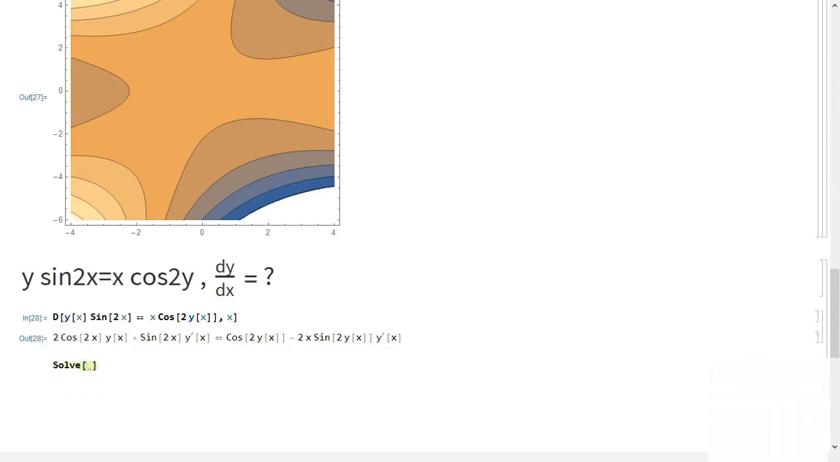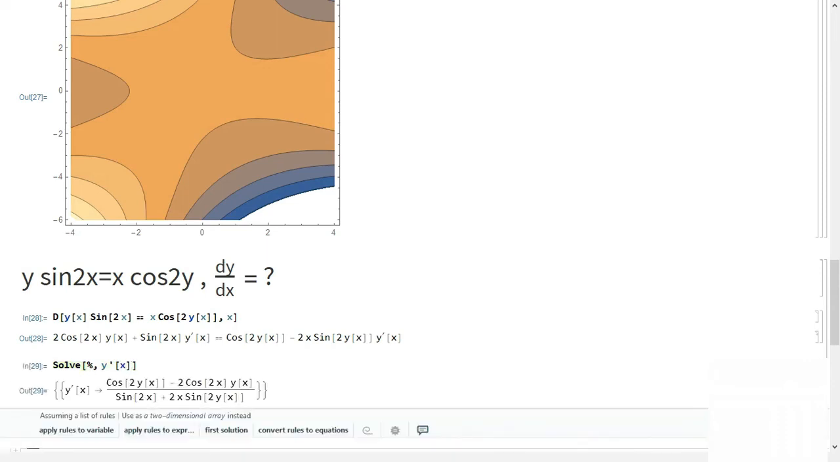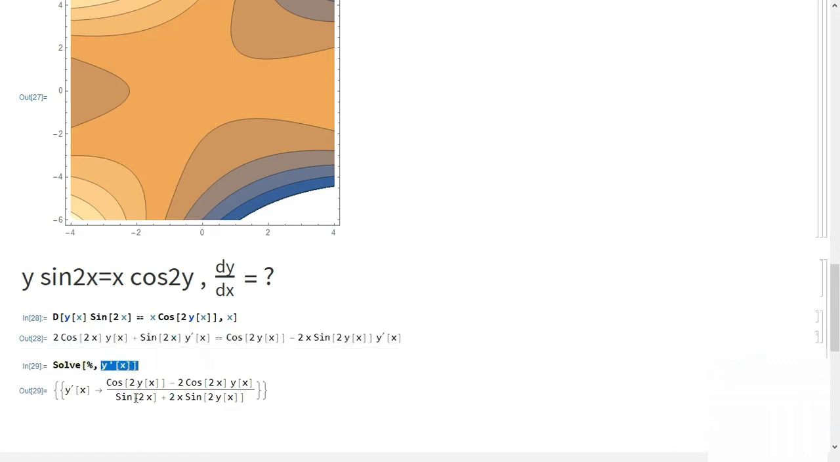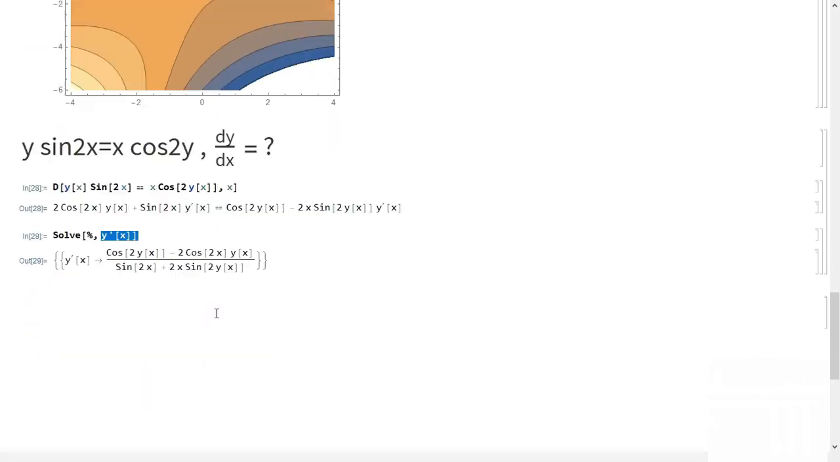Now what I'm going to do is a little bit different from what I did earlier. I'll just use a percentage symbol and see what happens. I'll just type y prime of x. As you can see, it's giving me the correct answer. So the percentage symbol actually took the expression that came in the last line, that is on line 28. It just put it over here, and then we use this solve to get our y prime, that is dy dx, the derivative.